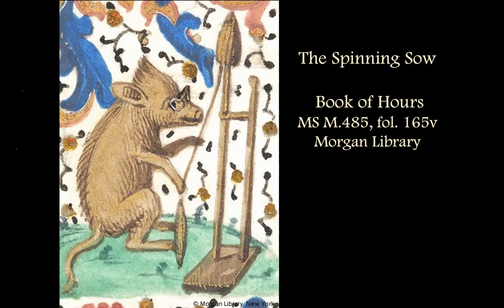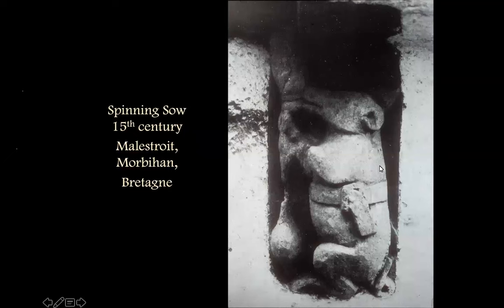All right. Then we've got this whole series of humorous figures of the spinning sow that show up in illuminated manuscripts, often books of hours. These are entertaining figures, but they're also carved into churches. This one actually is in Britannia, so the sow with a distaff carved in there. There are a lot of prints. This one's written in German.